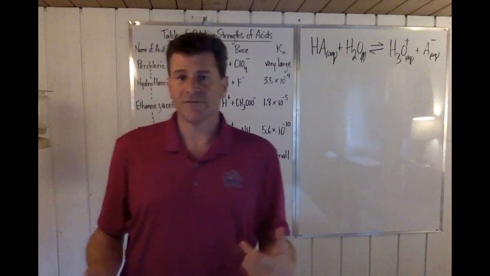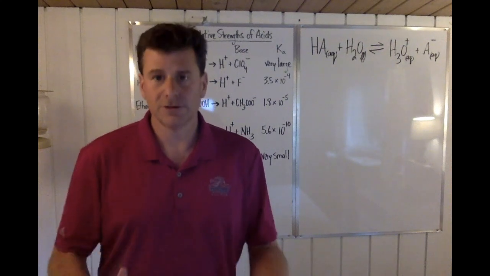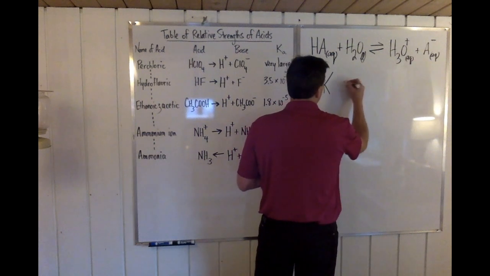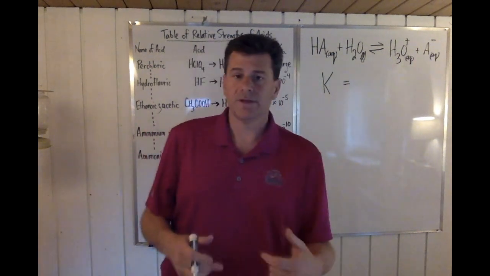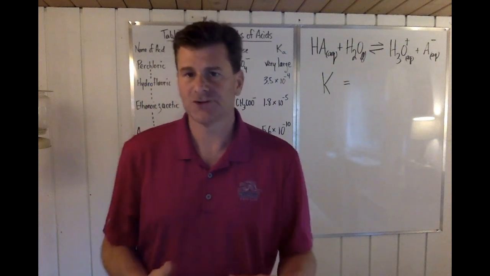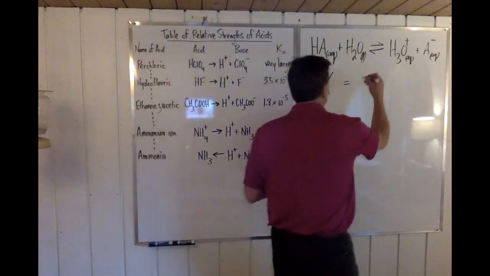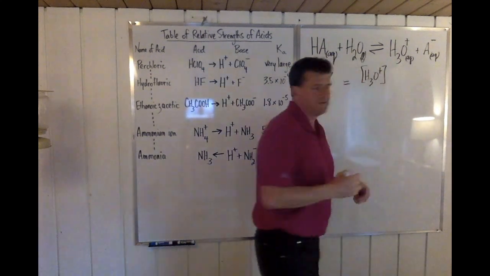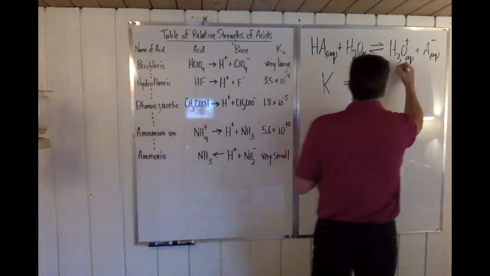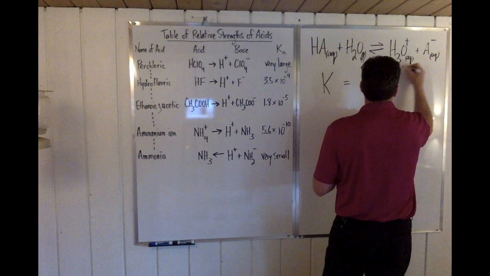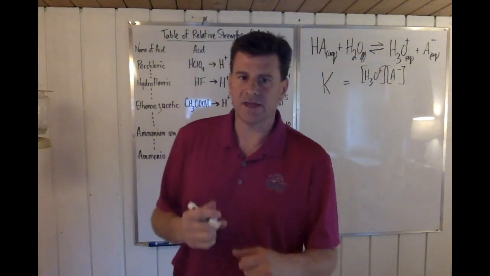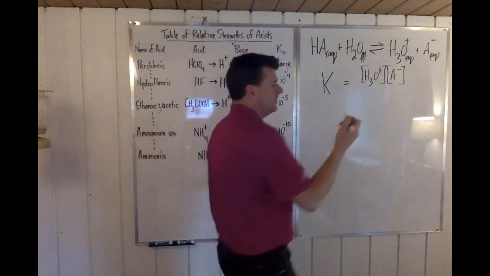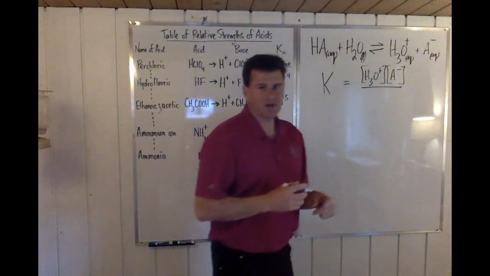The equilibrium expression for that: because the water is a liquid, you don't include liquids in your equilibrium expression. So the equilibrium expression will be the concentration of the products over the concentration of the reactants. The products are the hydronium to the power of 1, because that is a coefficient of 1, times the concentration of the A-, the conjugate base, to the power of 1, because it has a coefficient of 1. So there's your products, over the concentration of the acid.